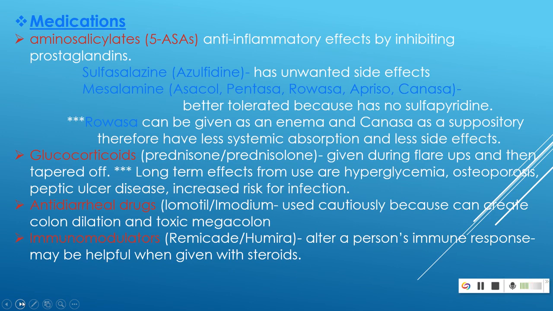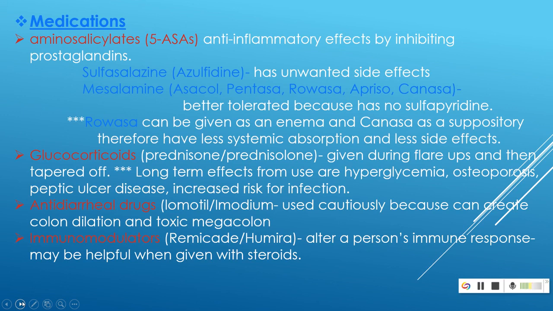So medications, you've got your aminosalicylates, or 5-ASAs, if you want to call them that. And they are on page 1152 in your textbook. They have anti-inflammatory effects by inhibiting the prostaglandins. So they're going to decrease the prostaglandins function. But we need our prostaglandins for an inflammatory response, so we have to be careful with this, because now we're affecting their immune system if we give these.